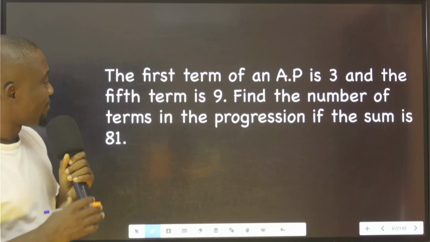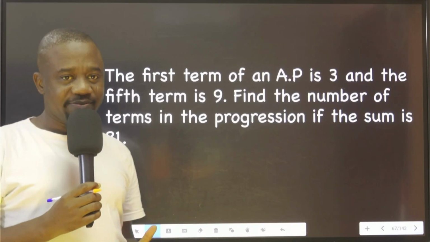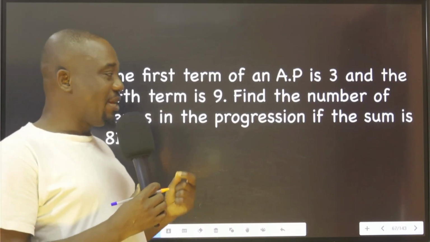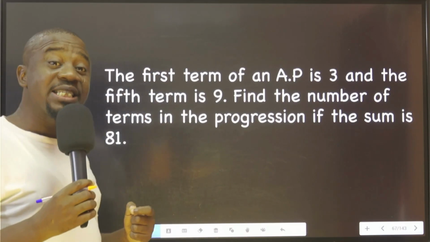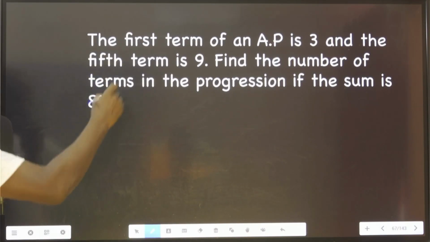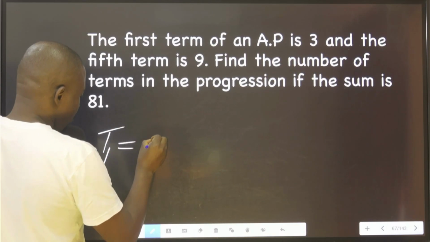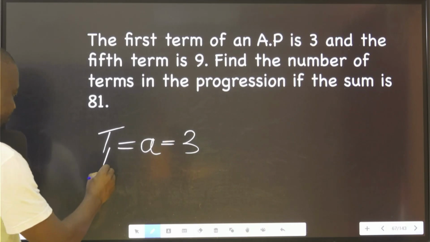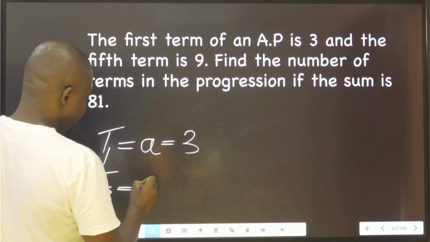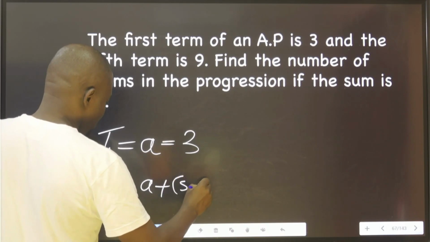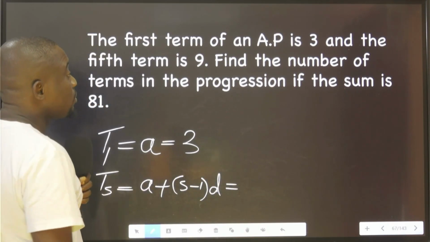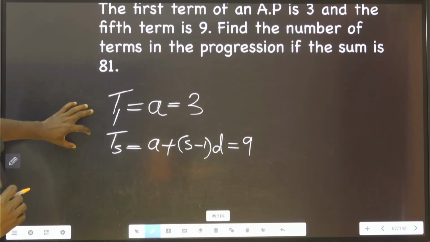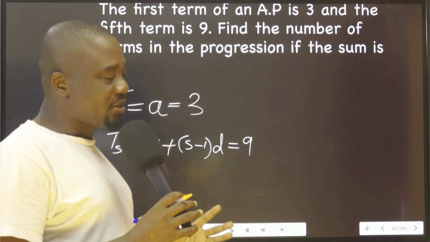Let's look at this. It says the first term of an AP is 3 and the fifth term is 9. Find the number of terms in the progression if the sum is 81. The first term, which is also equal to A, is 3. The fifth term, which is A plus (5 minus 1)D, is equal to 9. Find the number of terms in the progression if the sum of those terms is 81.